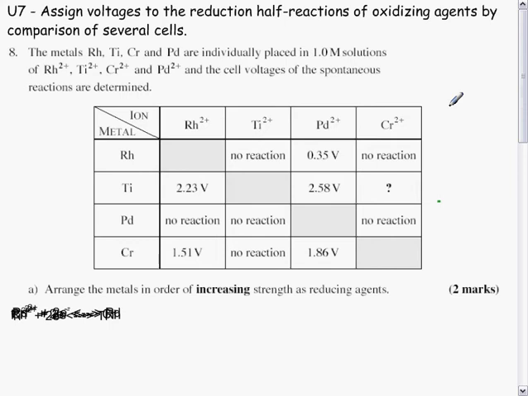Question number 8. The metals Rh, Ti, Cr, and Pd are individually placed in 1.0 molar solutions of Rh2+, Ti2+, chromium 2+, and palladium 2+, and the cell voltages of the spontaneous reactions are determined. And we are given the data as written. Arrange the metals in order of increasing strength as reducing agents.